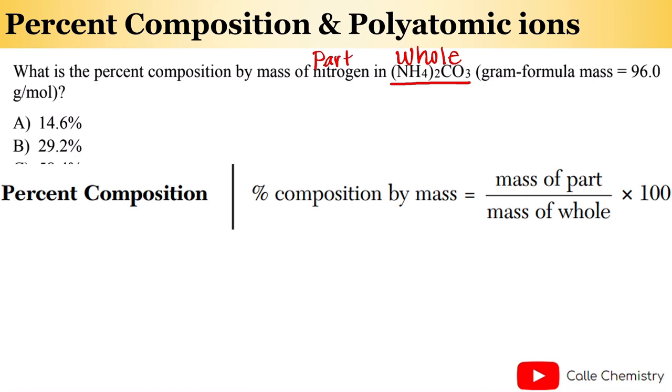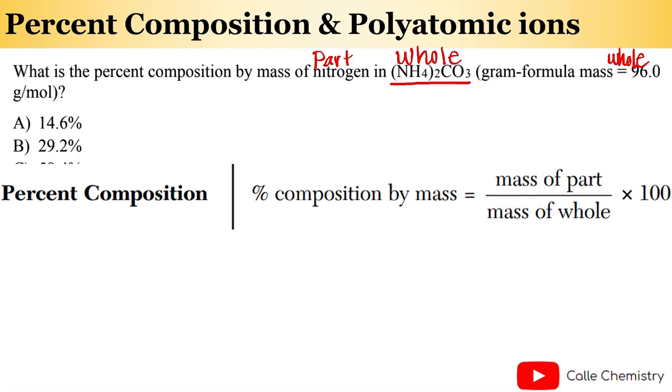Now, they give you something to save you time while doing this question. They say the gram formula mass, another word for gram formula mass is molar mass. They say the gram formula mass is 96 grams per mole. So, does that represent our whole or does that represent our part? That represents the whole compound. So the gram formula mass that they're giving you is for this whole compound. So 96 represents the whole.